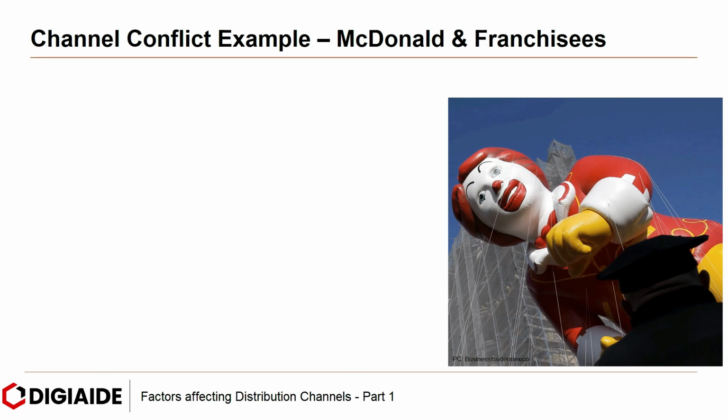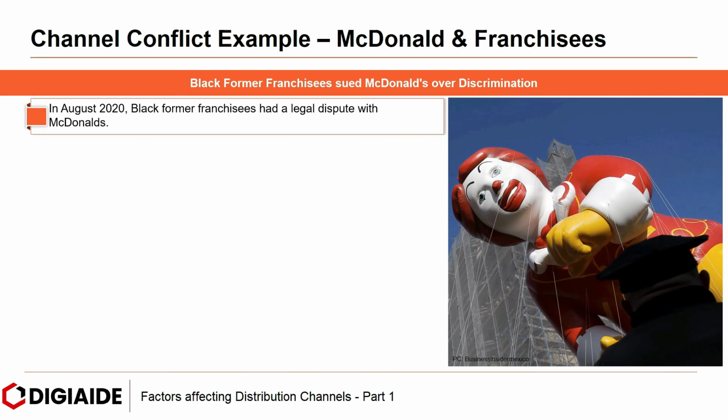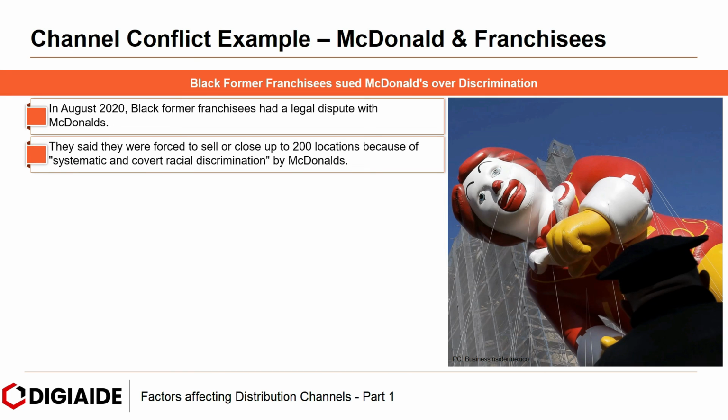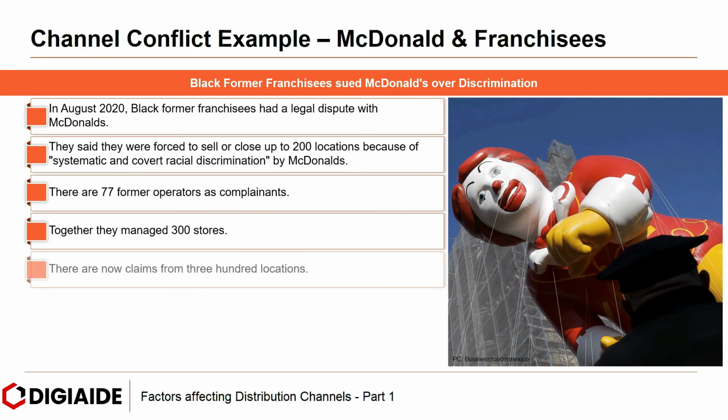Moving on to the other example of McDonald's, about the conflict between McDonald's and its franchisees. Black former franchisees sued McDonald's over discrimination. In August 2020, black former franchisees had a legal dispute with McDonald's. They said they were forced to sell or close up to 200 locations because of systematic and covert racial discrimination by McDonald's. There are 77 former operators in the complaints, and together they managed around 300 stores. There are now claims from all of these 300 locations.